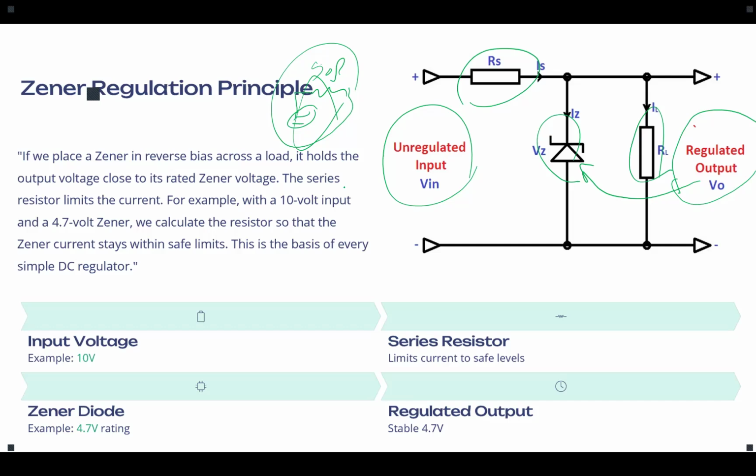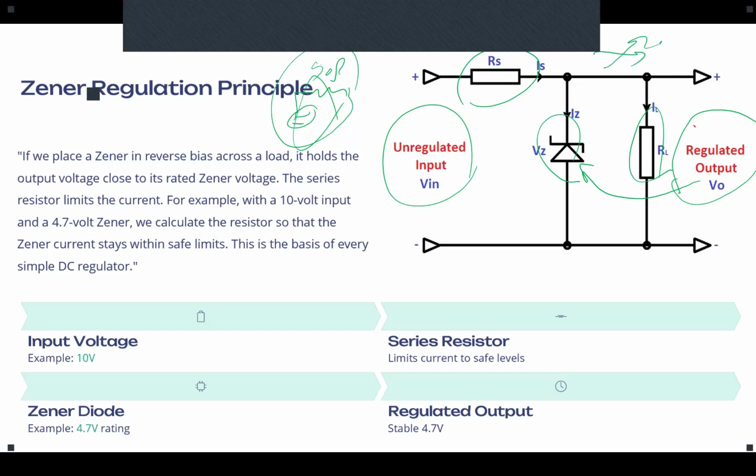When all the current from the source passes through the Zener, the load is open. We don't drain any current here, so the load current is 0. Whatever current the source injects goes through the Zener. Correct? This is a simple case.